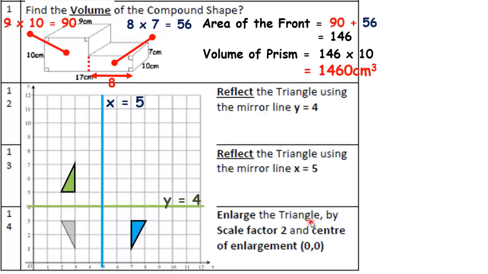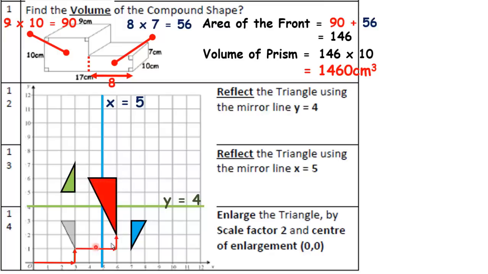Question 14. Enlarge the triangle by scale factor 2. The center of enlargement is 0, 0. So the center of enlargement is down here, 0, 0. And so I need to go 3 units across and 1 unit up to get to this tip of my triangle. If the scale factor is 2, I'm going to do that twice from the center of enlargement. So once, twice. So my new triangle is going to start off there and be twice as large. So this bit here is 2, so it's going to go 4 up and 2 across.